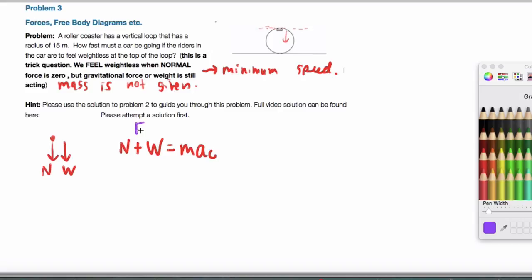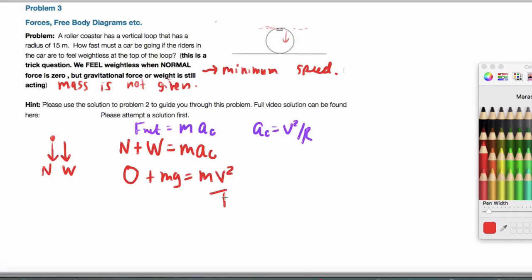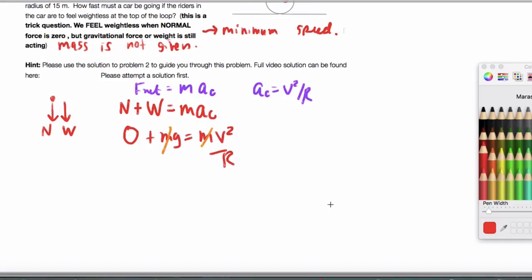What would be given is that F net is m times a centripetal, and of course a centripetal is v squared divided by r. Now here, we have 0 for the normal force. We're just barely making it around. We have mg, and the effect of that mg is that it makes the mass accelerate in a circle. Now here's the key. The mass cancels. g is v squared over r.